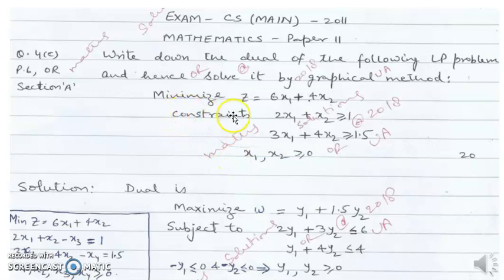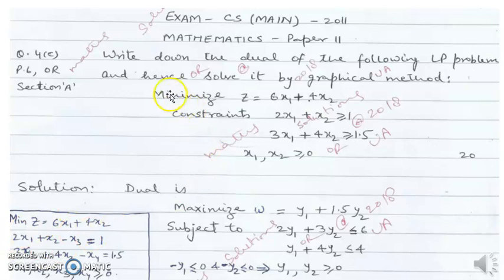So the question is, minimize z = 6x1 + x2, and the constraints are 2x1 + x2 ≥ 1, 3x1 + 4x2 ≥ 1.5, x1, x2 ≥ 0, and this question is of 20 marks.